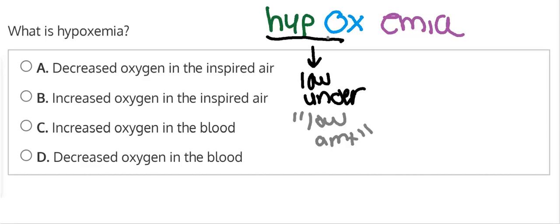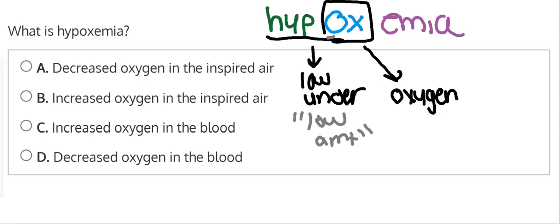Well, the O also covers this part, the ox. So ox, think oxygen. So low oxygen. And where? Well, if you think of emia, like the word anemia, where the A is kind of like without, and then anemia is without blood. So if someone has low red blood cells, we think of them as having a type of anemia. So emia, think blood. So now we broke down this word, and we know that it can mean low amount of oxygen in the blood.